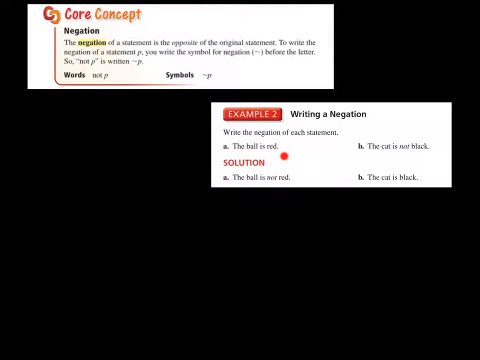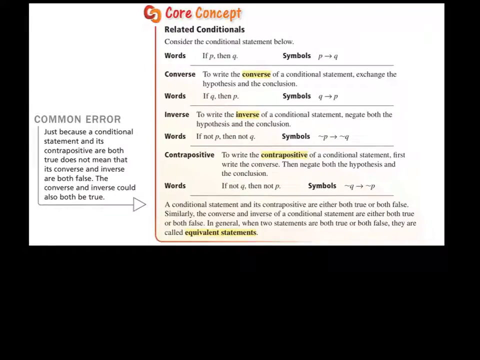So if my statement in example 2 is the ball is red, then I'm going to say the ball is not red. And if my statement is already a negation, basically the cat is not black, then the negation of that would be the cat is black. So again, negating a statement is pretty straightforward.